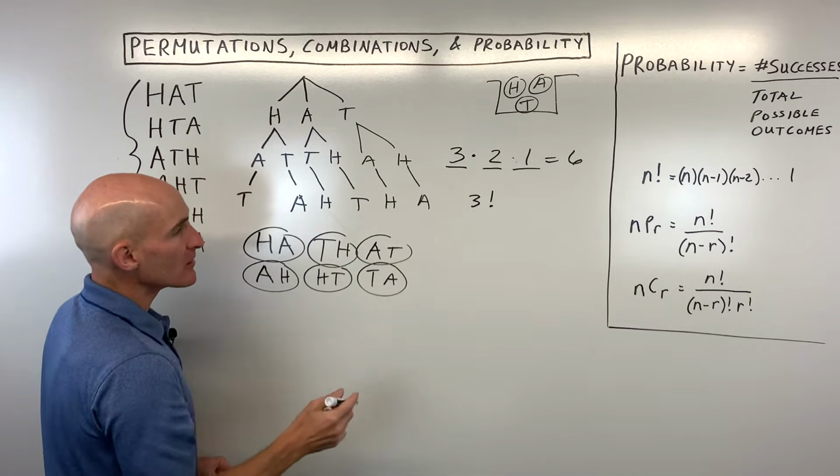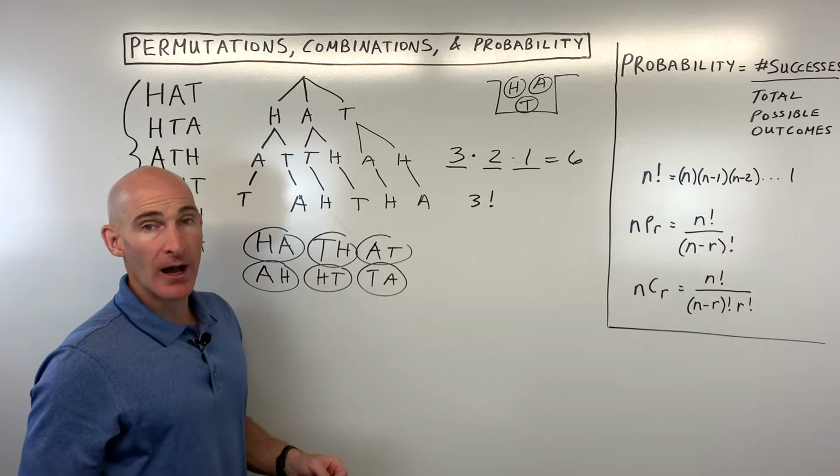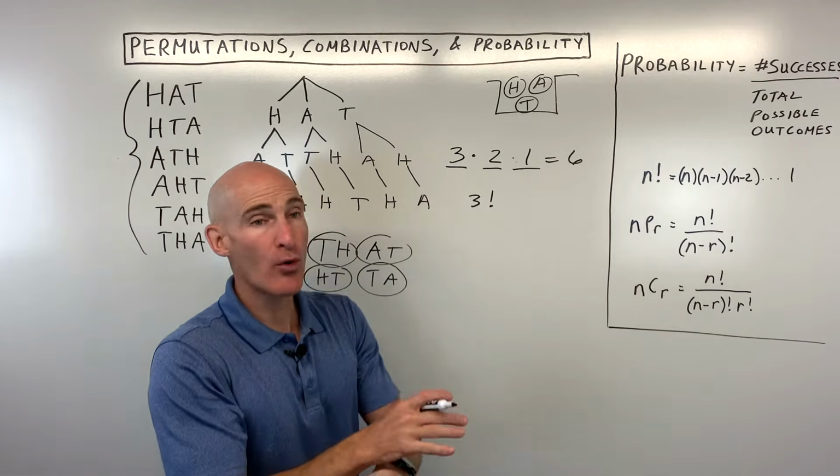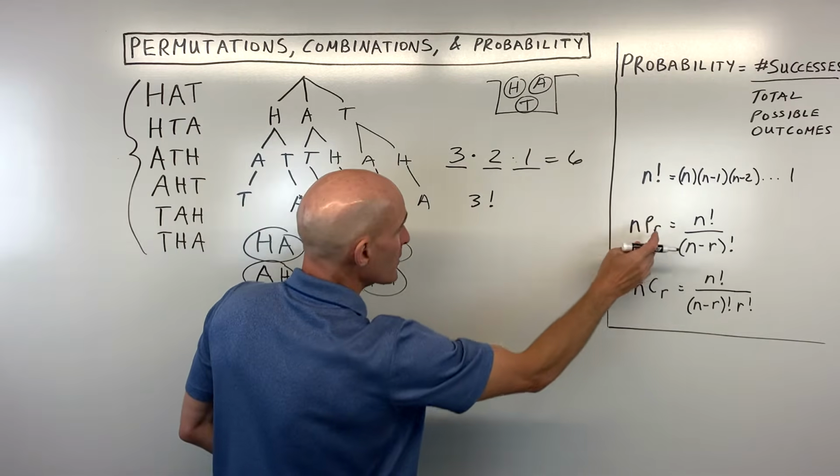And so you can see here that there's 6 different possibilities of choosing 2 letters out of 3 where the order is important. Now, we can use this formula. This is another way to do it.